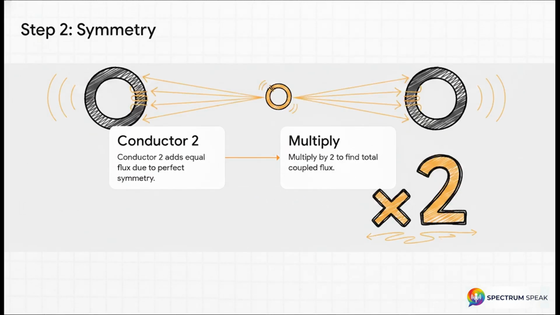But wait, we're not done yet, because we have two conductors in our source loop. Because this specific geometry is perfectly symmetrical, conductor 2 is pushing an absolutely equal amount of magnetic flux into the inner loop and in the exact same direction. So we simply multiply our previous result by 2. That 2 in the numerator perfectly cancels out the 2 in the 2 pi denominator, so our total coupled flux, phi12, simplifies to mu divided by pi times the natural log of B over A, all multiplied by I1.